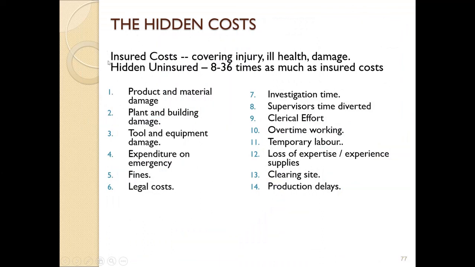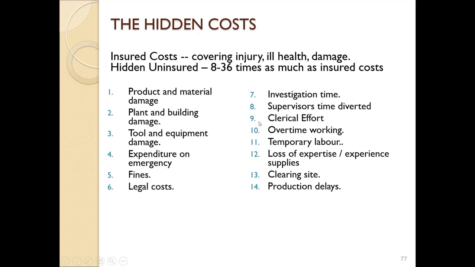The hidden cost: insured cost covers injury, ill health or damage, and hidden uninsured costs are 8 to 36 times as much as insured cost. Number one is product and material damage. Number two is plant and building damage. Number three is tool and equipment damage. Number four is expenditure on emergency. Number five is fines. Number six, legal costs. Number 7 is investigation time. Number 8 is supervisor's time diverted.